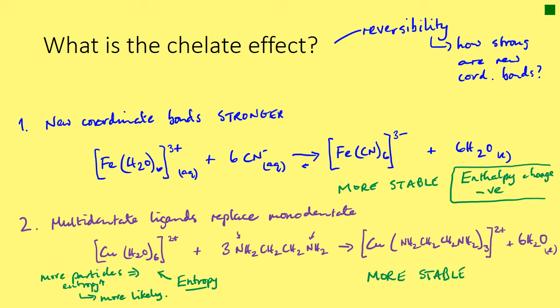So let's count the particles. On the reactant side, we've got 1 particle here, 3 particles there, so we've got 4 in total. And in this case, we've got 1 particle here and 6 particles here, so we've got 7 in total. So we've gone from 4 particles to 7 particles. So we've got more particles, so entropy is greater, so that reaction is more likely to happen, and therefore the product is more stable. And that is what is known as the chelate effect.